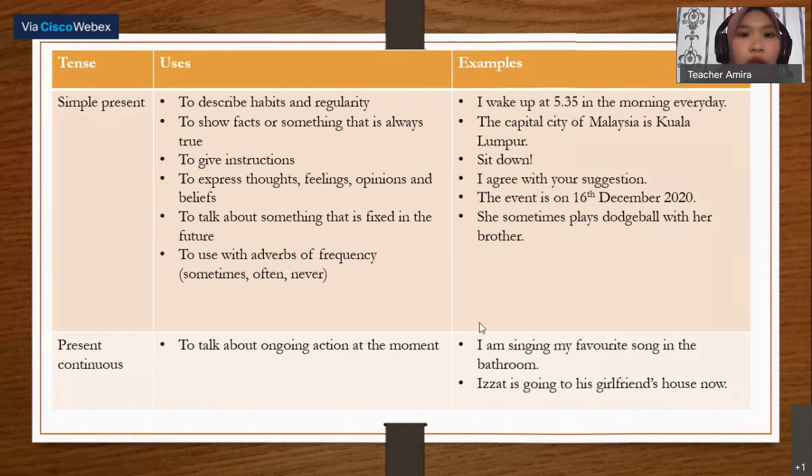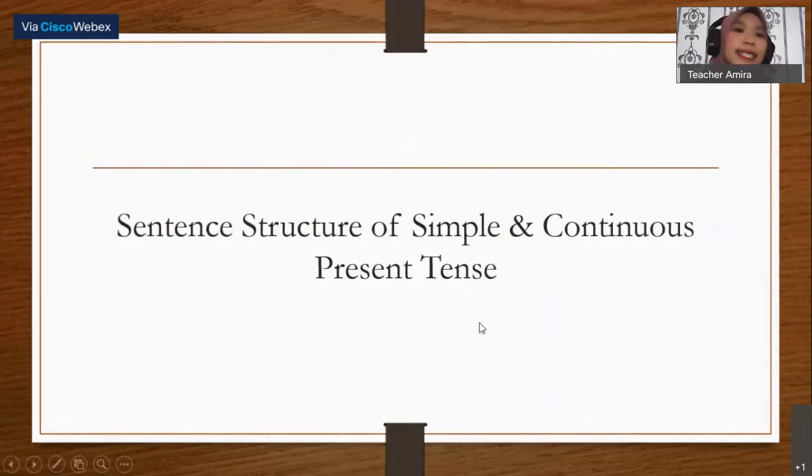Now we're going to go to the sentence structure of simple and continuous present tense. Okay, how do you create a sentence with simple present and also a sentence with continuous present tense? All right, let's take a look.